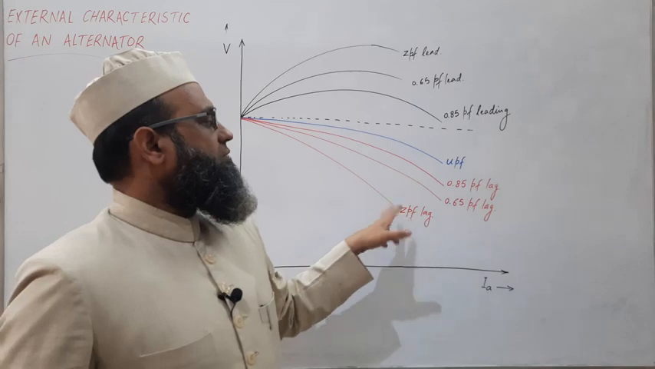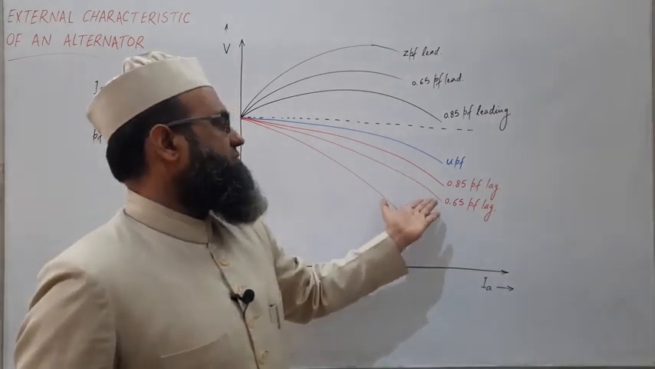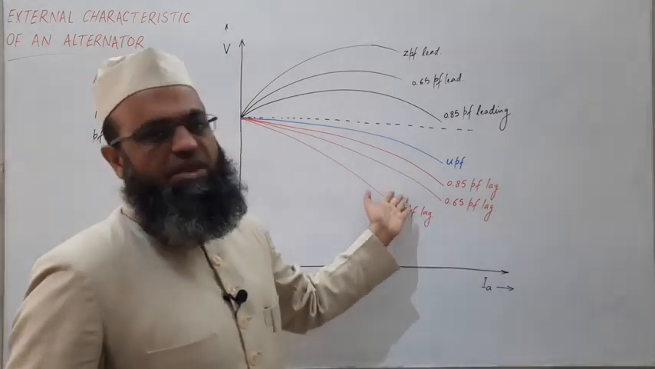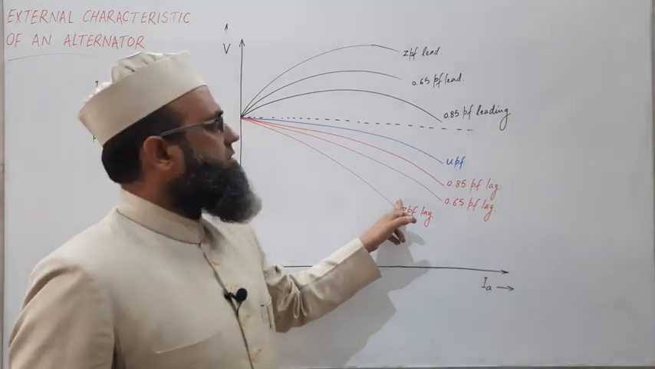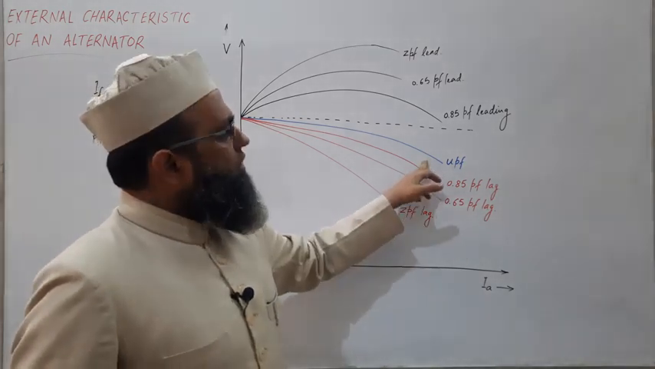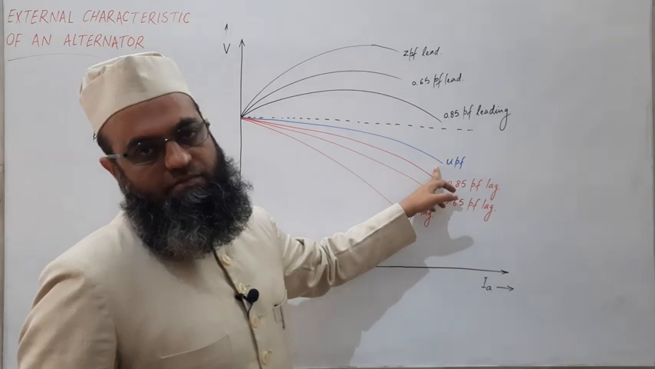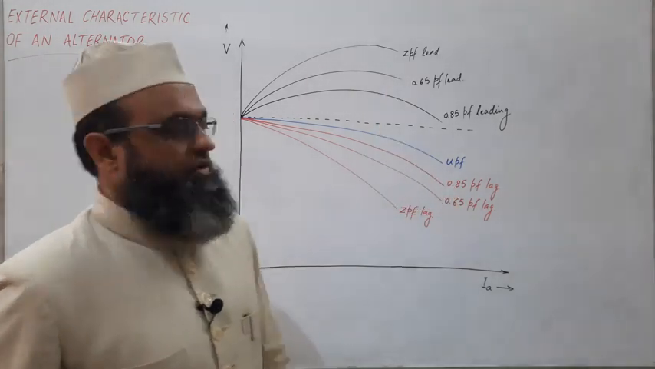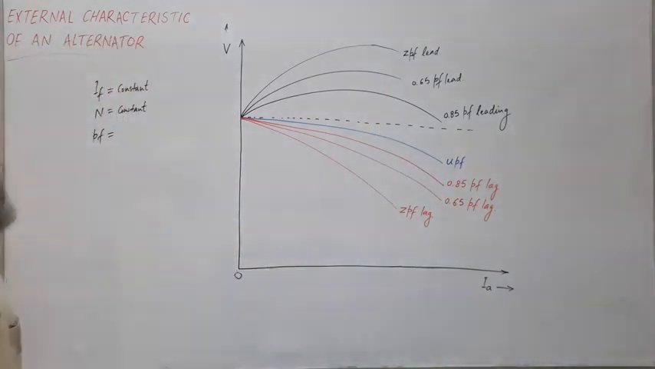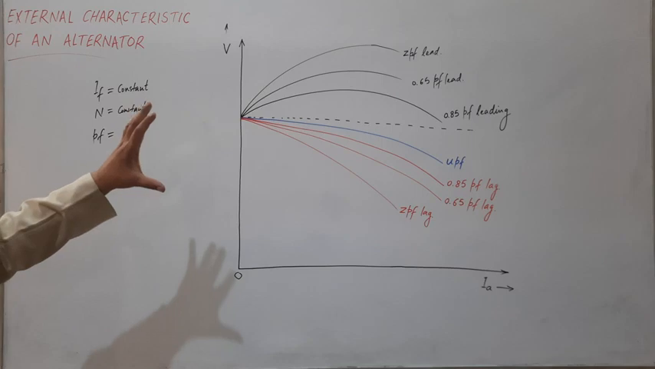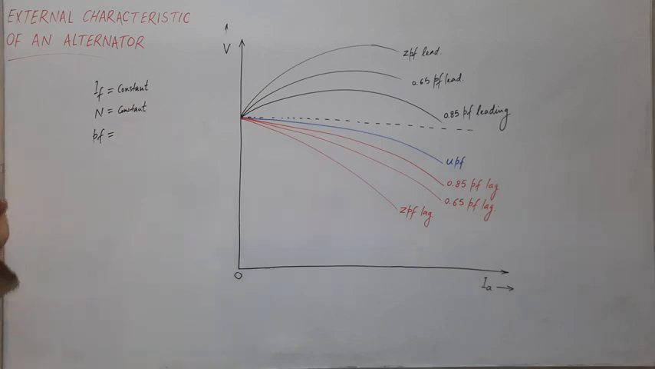We may get 0.6, 0.35, 0.1 lag, right? 0.995, like that, and so on. So here our purpose is just to have an understanding of this nature shown by an alternator.